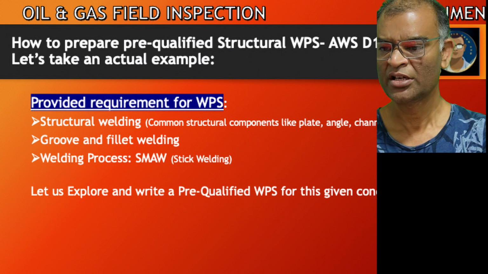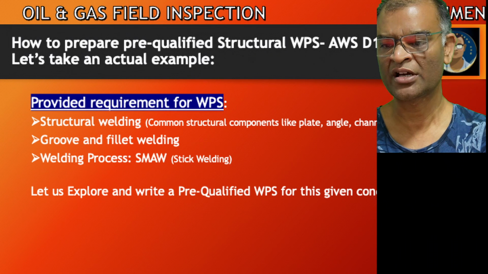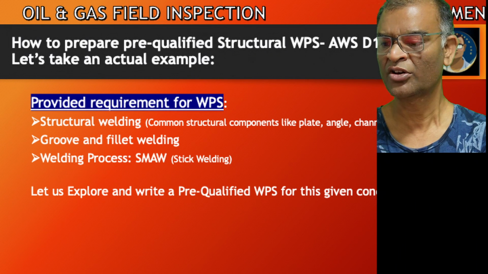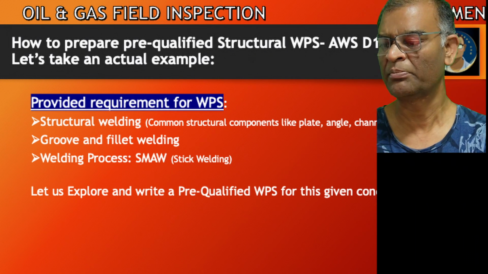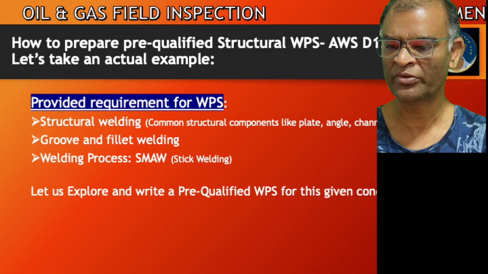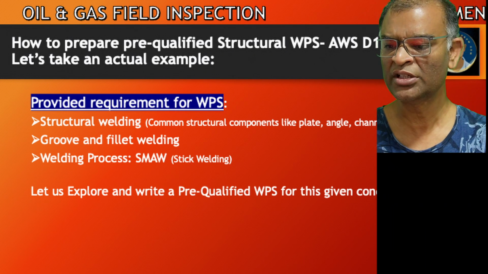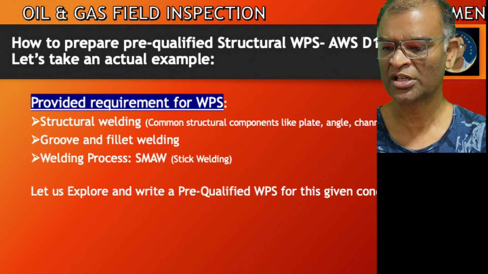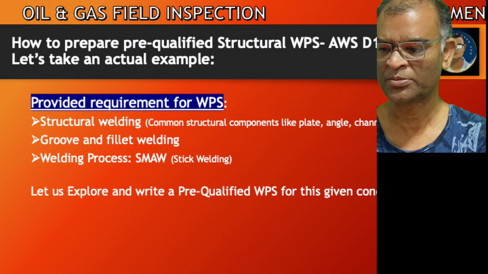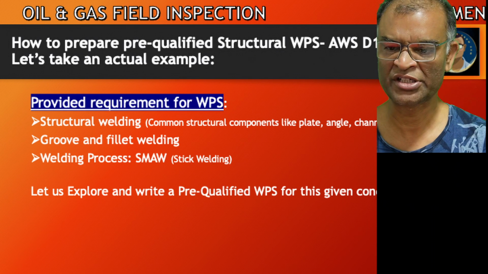Now let us make a WPS where the prerequisites are structural welding for common structural components like plate, angle, channels. The type of welding could be groove or fillet weld. The welding process the construction wants to use is SMAW or stick welding. So let us explore and write a pre-qualified WPS for these given conditions.